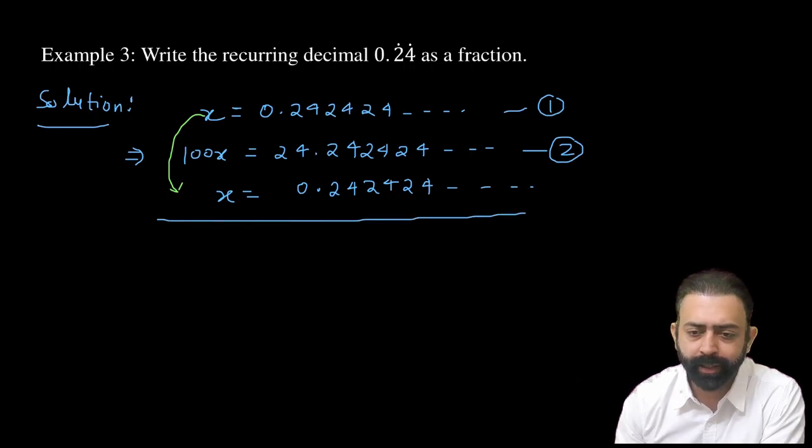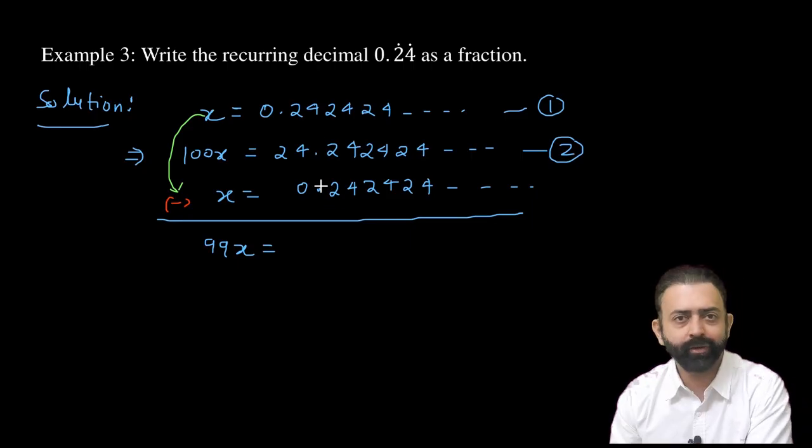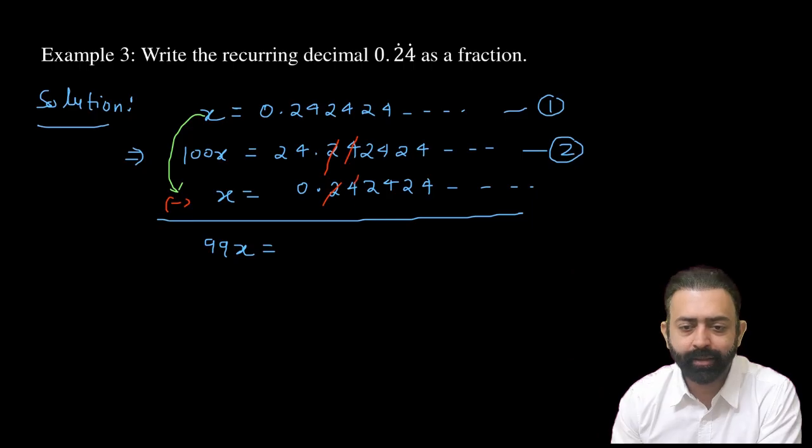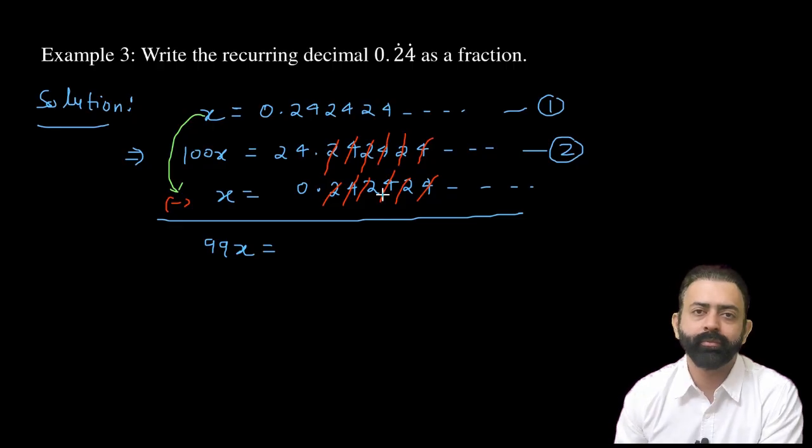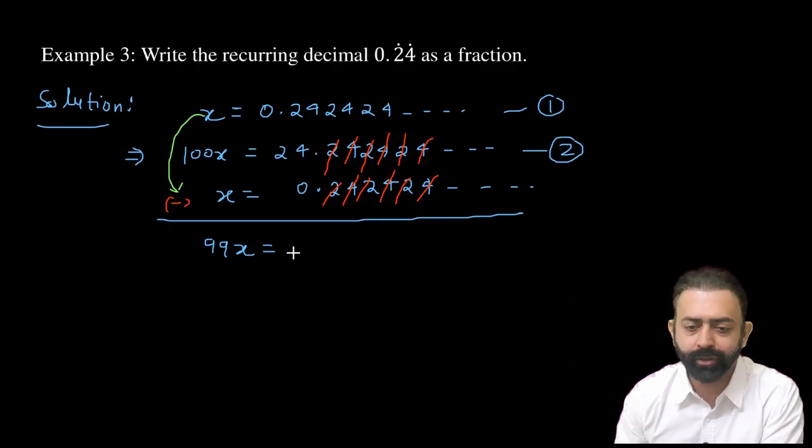Next step is to subtract these two. If I subtract these two, on the left hand side I will get 100x minus single x, which is 99x. You can see that all these digits which are to the right of the decimal point are exactly matching with each other, so they will get cancelled out. So the only number left on the right hand side is 24 minus 0, which is 24.